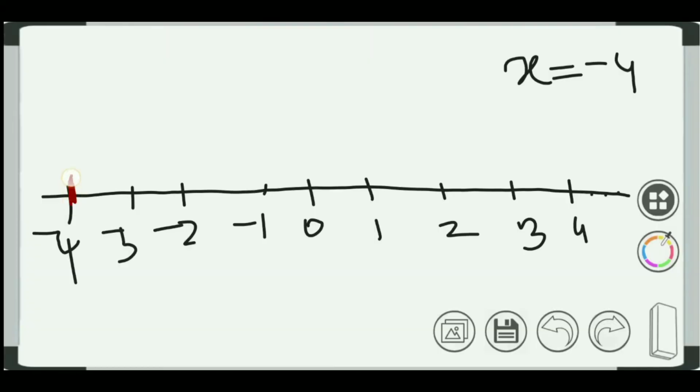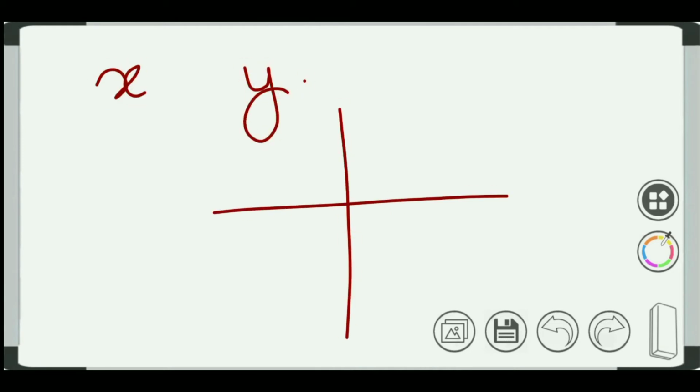Here. So this is your point, x is equal to minus 4. So you have represented it on a number line. Now can you represent it on a Cartesian plane? For that you need a y value, not only x. You need x as well as y value to represent it on a Cartesian plane, right?